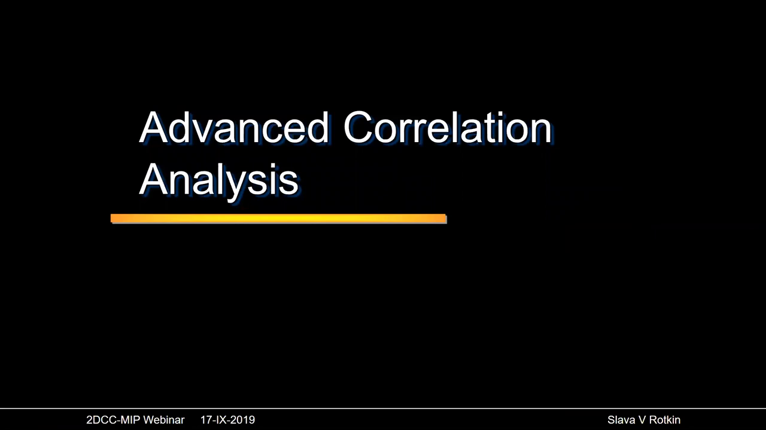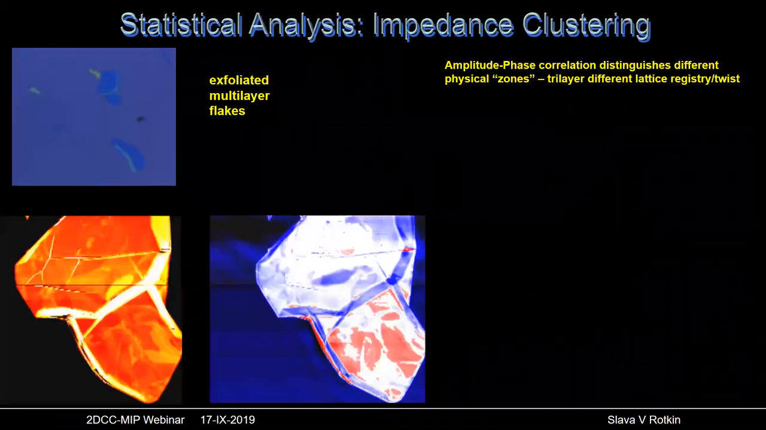At the end of the talk, I would like to show you a couple of slides regarding the correlation analysis of the data that we've taken with the sSNOM machine. When you take an image of the typical sample, here exfoliated multilayer graphene flakes, in the amplitude or phase of the optical signal, you typically get hundreds to thousands of data points. If you take it at multiple frequencies, you start talking about tens of thousands of data points.